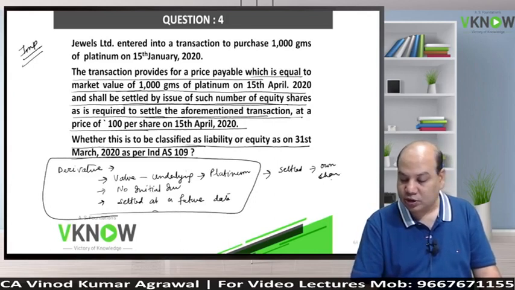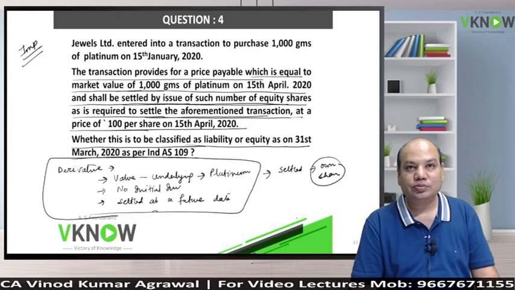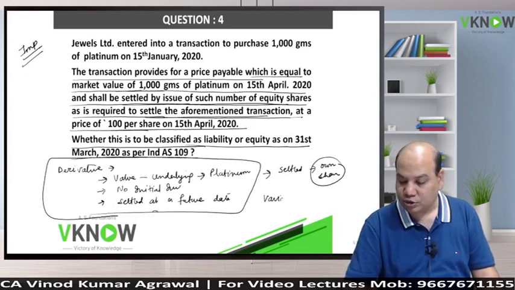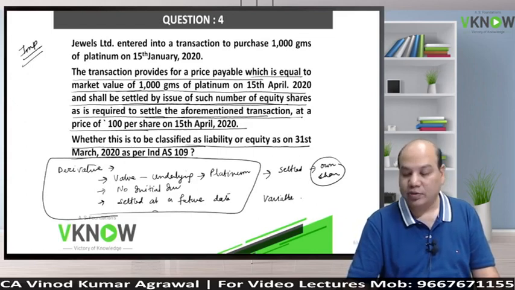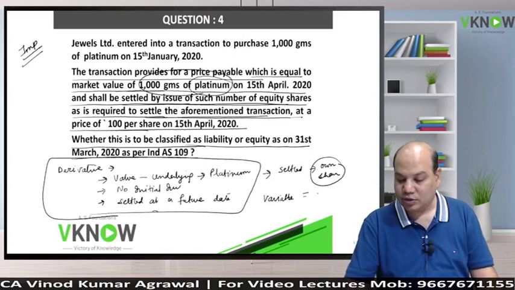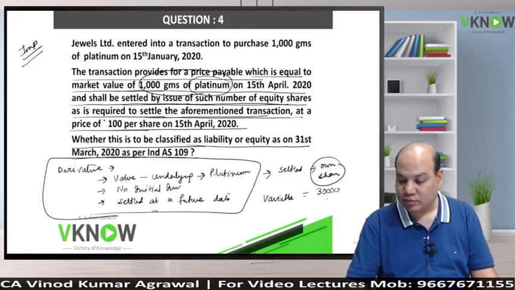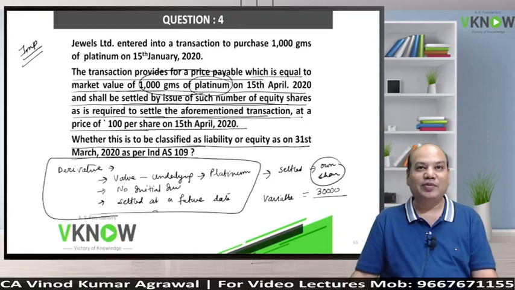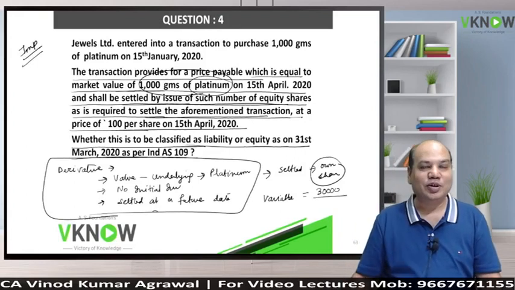Now the next question is whether the number of own shares to be issued is fixed or variable. The answer is that the number of own shares to be issued is variable. How is it variable? You will calculate the value of 1000 grams of platinum, which will vary. Suppose 1000 grams of platinum is, I don't know how much, 30,000.